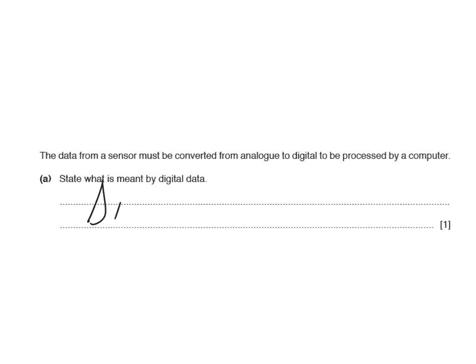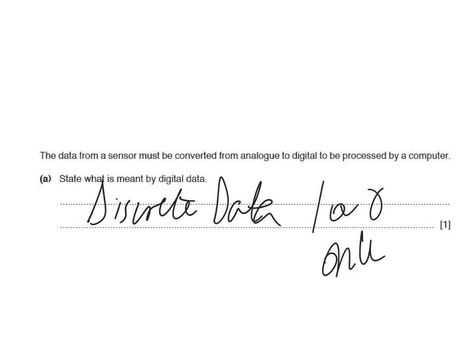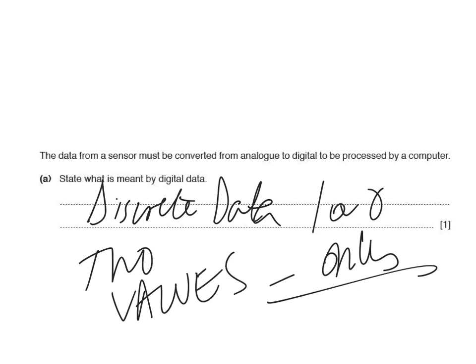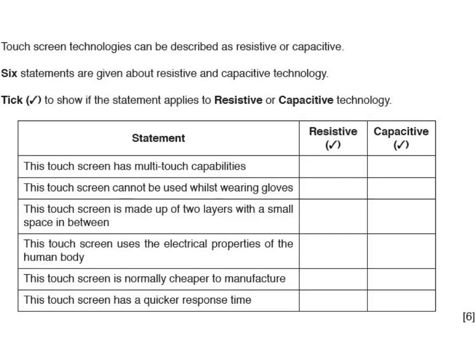I guess the opposite is discrete data, one or zero only. Yeah, binary ones and zeros. Two values, something along those lines. Again, an example gets you the marks here.